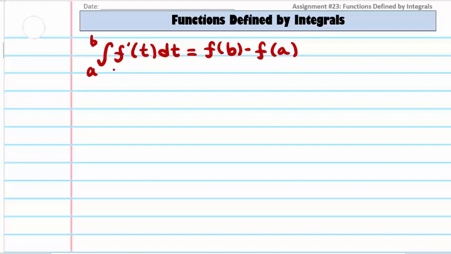In other words, the area between a derivative graph and the x-axis, or the t-axis in this case, on the interval from a to b is equivalent to the change in height of the function f, who had f prime as its derivative.